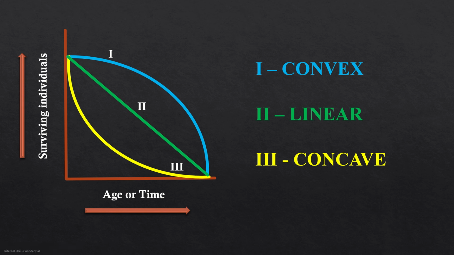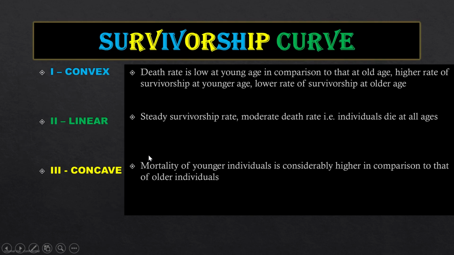Next we'll come to concave curve. This yellow one is concave curve. What is this? Here we see mortality of younger individuals is considerably higher in comparison to that of older individuals. So this is just the opposite of the convex one.